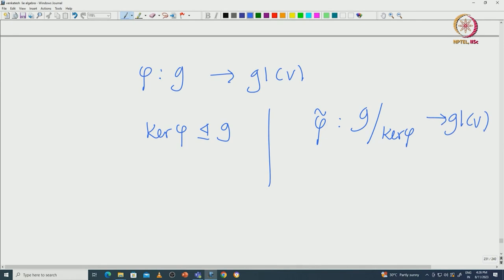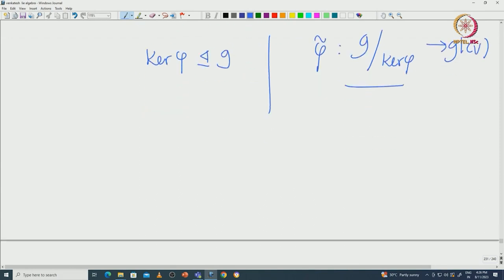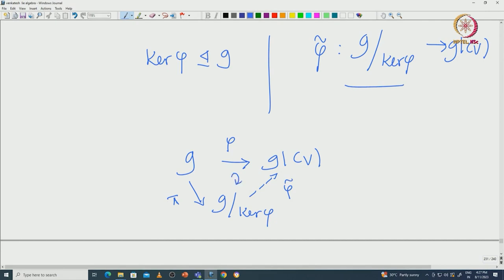Okay. So, now we have changed the Lie algebra, but it is easy to see that the action of G can be recovered from the action of G modulo kernel phi. Okay. There is this natural map, let me draw this diagram. You have a map from G to GL of V, and then you have the natural quotient map, which we call pi, from G to G modulo the kernel of phi, and using the universal property of G modulo the kernel, you can define a map phi tilde here such that this diagram commutes. Okay.